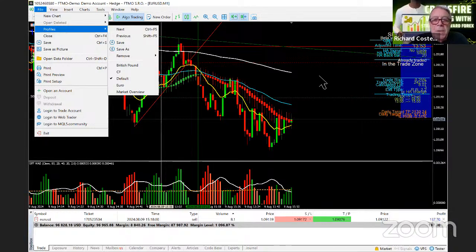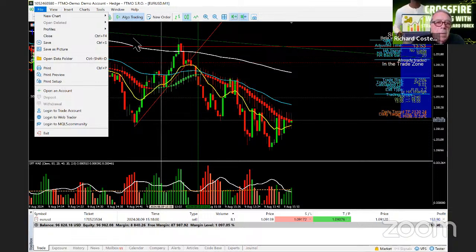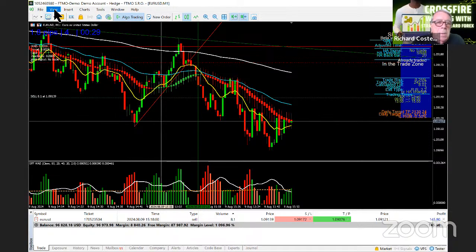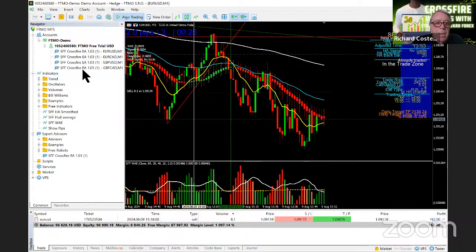So when I finish this session, I can click on CF and it'll give me the 4 morning pairs ready for tomorrow morning. Somebody was asking me how I've only got four pairs on my navigator window. I've got these 4 pairs on this profile, and I've got the other 4 pairs on a different profile.